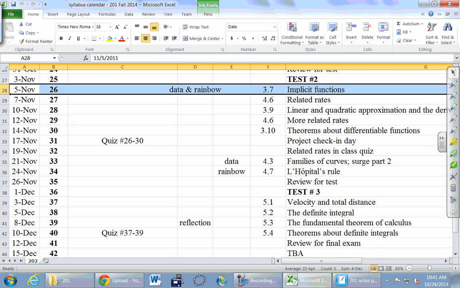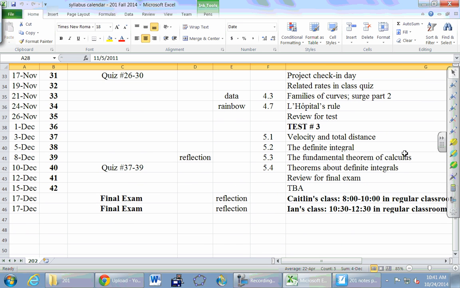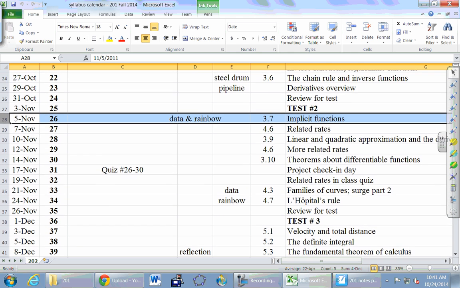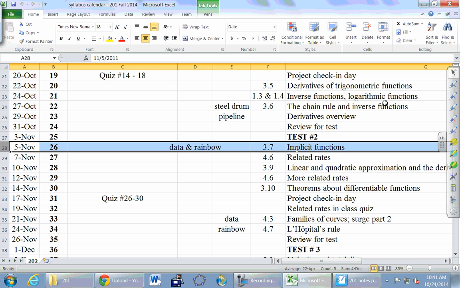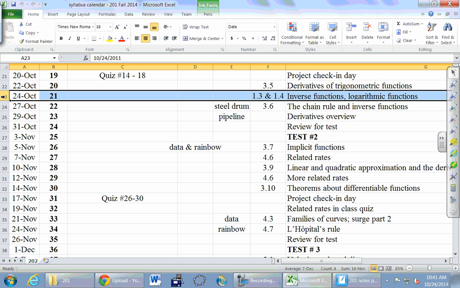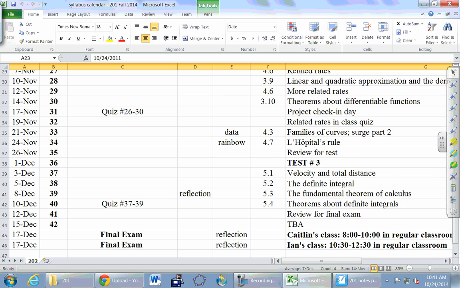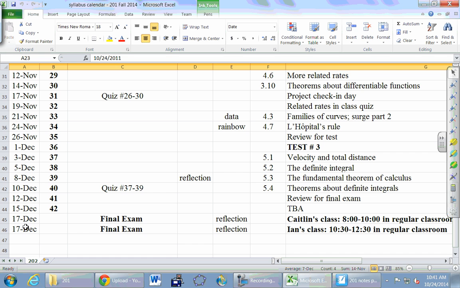So not quite 2/3 of the way through, because after test 3, we have, looks like about 5 or 6 classes. We're getting there. Yeah, I mean, the class numbers give you a good indication. So today we're on class 21, and there are a total of 42 altogether. So today is exactly halfway.